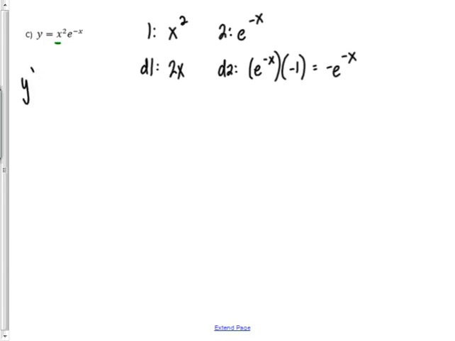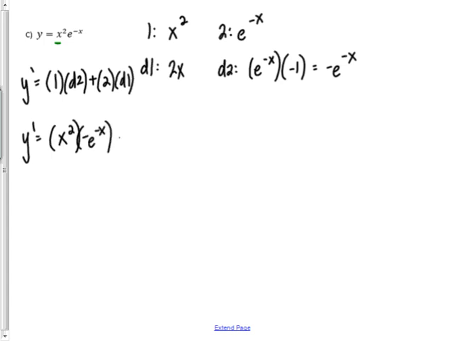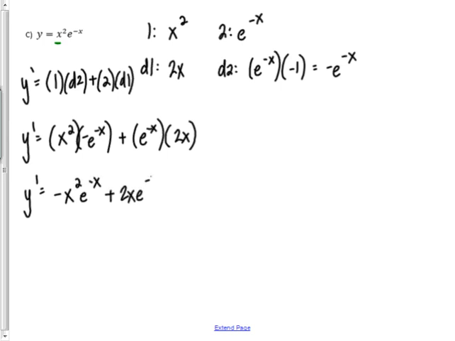And y'all remember your product rule from regular Cal 1. It's 1 d2 plus 2 d1. So we fill that in. We've got x squared times negative e to the negative x plus 2, which is e to the negative x, times d1, which is 2x. So if I simplify that, I get negative x squared e to the negative x plus 2x e to the negative x.